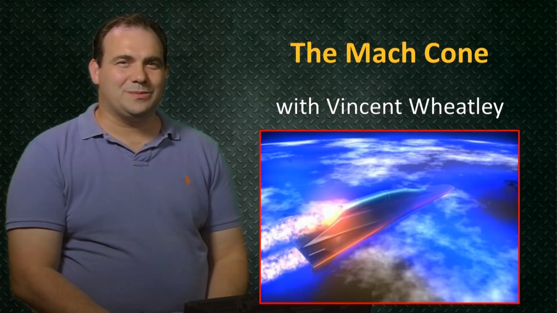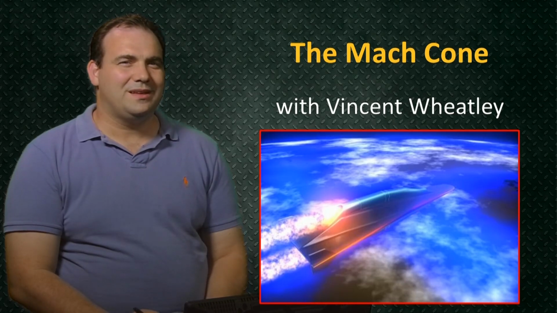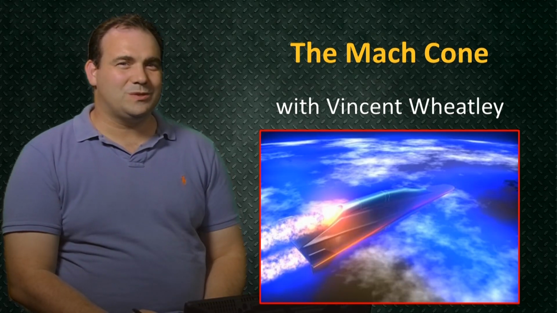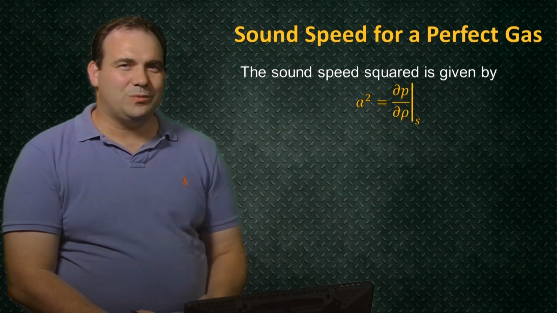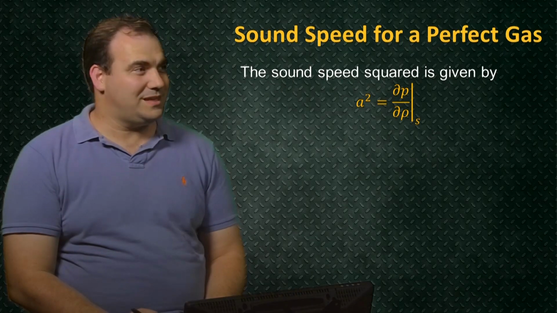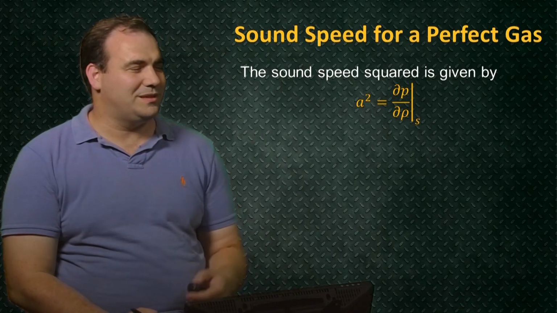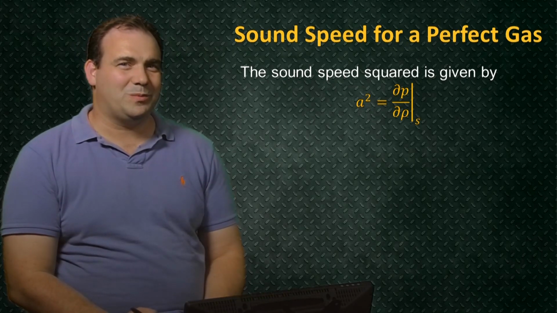In this unit, we're going to bring together what we've learned so far and finally obtain a simple expression for the sound speed. Then we're going to consider what happens when we have a sound source that moves. Sound waves are infinitesimally weak pressure waves. By applying conservation of mass and momentum to such a wave, we found out that the sound speed squared is equal to the derivative of pressure with respect to density at constant entropy.